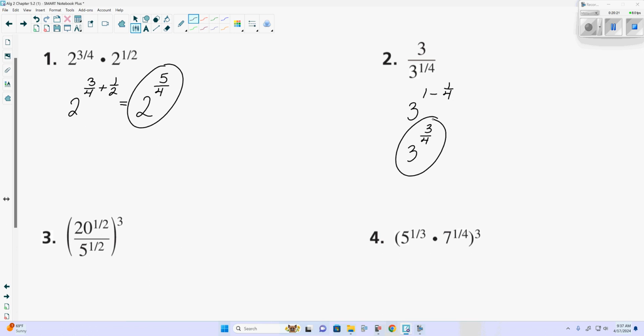And if you want to check these, you can. And make sure you got it right, because we could put 3 over 3 to the 1/4 in a calculator. It's going to give you a decimal. We can see if the decimal answer from the starting problem matches the decimal answer for our answer. And if they do, they are the same. And we got the right answer.